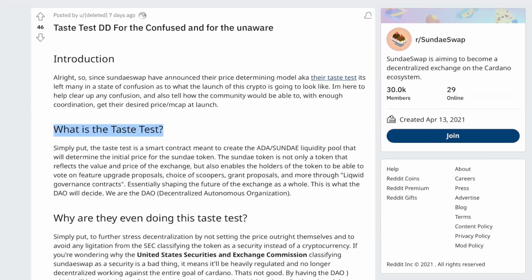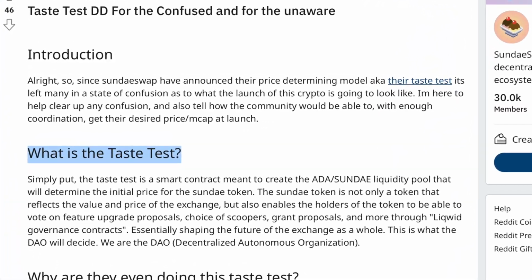So what is the SundaeSwap taste test? It's a smart contract that is meant to create the ADA/Sunday liquidity pool, which will help to set the initial price of the SundaeSwap token.